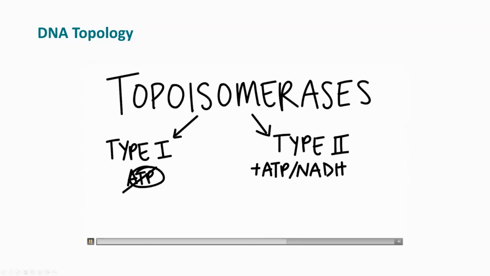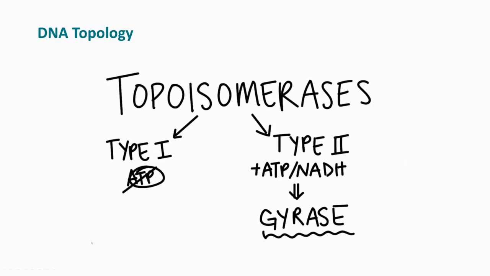Bacteria also have a special form of type 2 topoisomerases called gyrase. Gyrase enzymes use energy to negatively supercoil DNA rather than restoring DNA to the relaxed state. Certain thermophiles also have topoisomerases that use energy to positively supercoil DNA rather than restoring it.